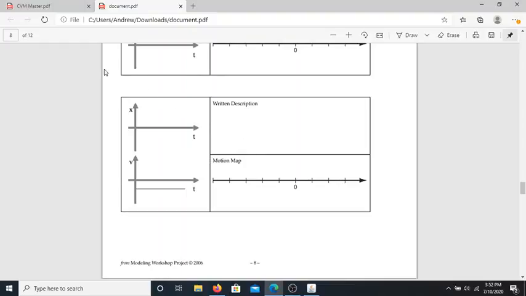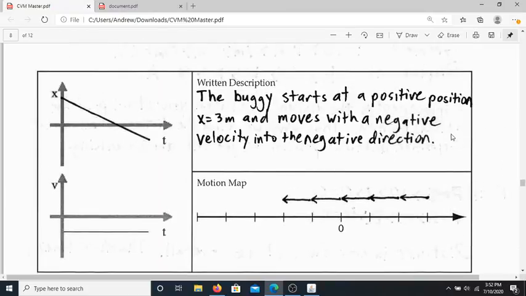Okay. Now for the written description, I'm going to shift over to mine. All you need to do is, once again, define the starting point, and because this does not explicitly say, you are the one that gets to pick the starting point. I explicitly said it starts at 3 meters. You don't have to say that. You could just say the buggy starts at a positive position. You could say it starts at a negative position, as long as you define where it starts, and then discuss how it moves with a negative velocity in the negative direction. And actually, this answer is missing something. It needs to say with a constant negative velocity. Okay? And that's a phrase we want to start getting comfortable with, saying constant positive velocity or constant negative velocity. All right? But right there, it's moving with a constant velocity in the negative direction, and it's doing that because when we look at the velocity time graph, the velocity is not changing, and it's on the negative side.